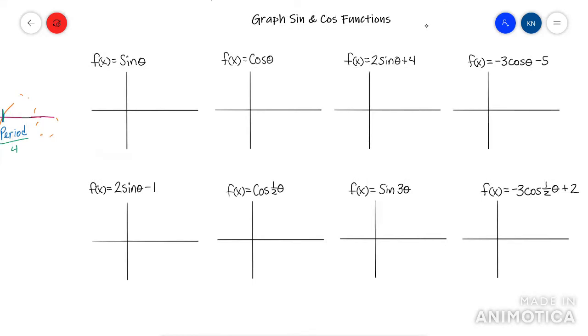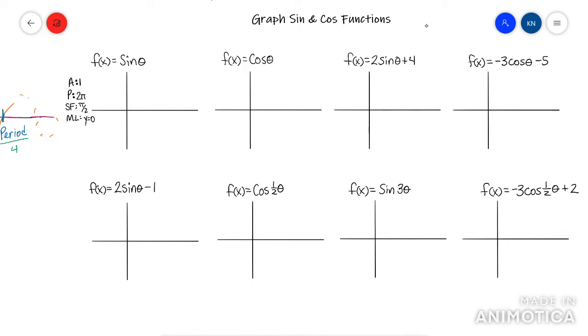The first one is just sine theta. So in terms of my checklist, the amplitude, by default, for sine theta, the amplitude is 1. The period, by default, is 2 pi. Which means your scale factor, when you divide that by 4, is 2 pi over 4 or pi over 2. And then there's also the midline. The midline by default on this is y equals 0.